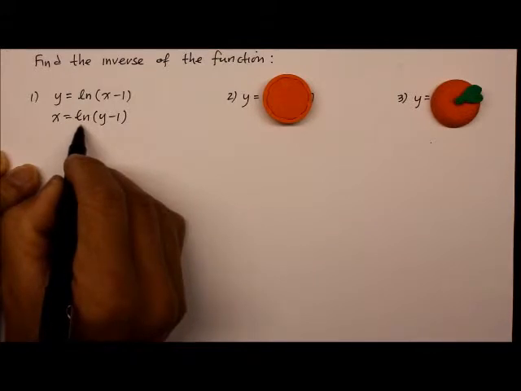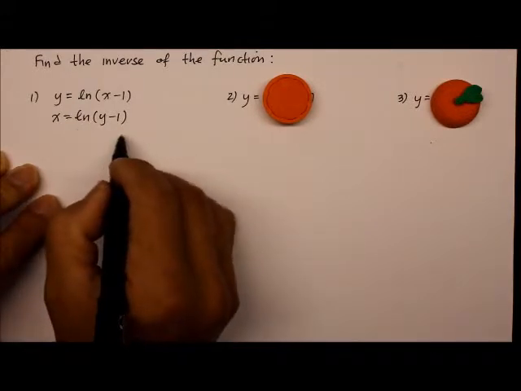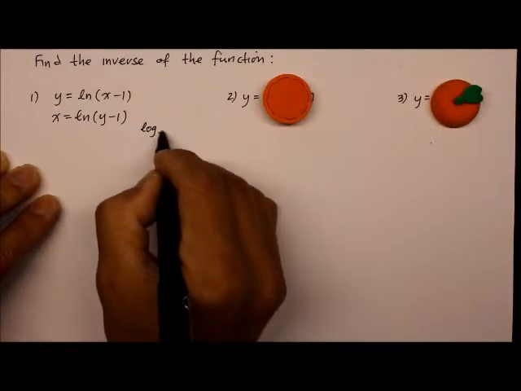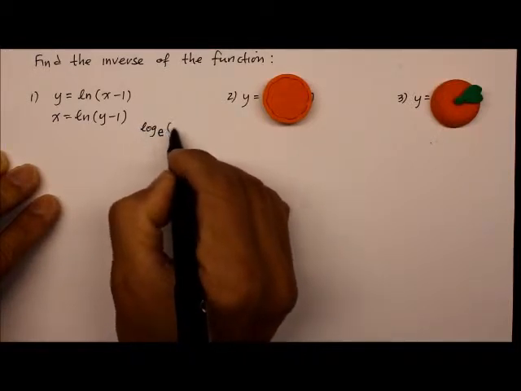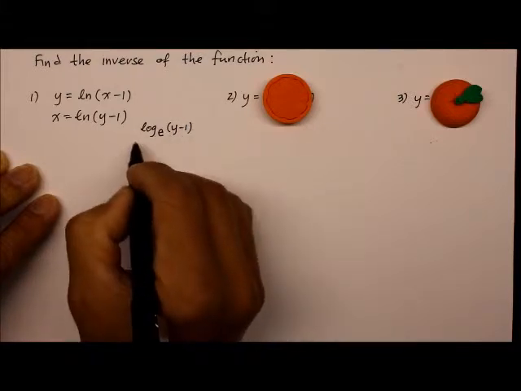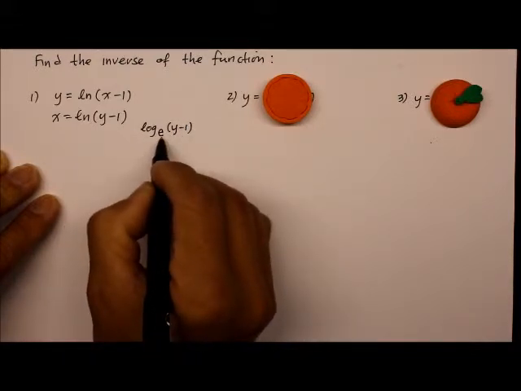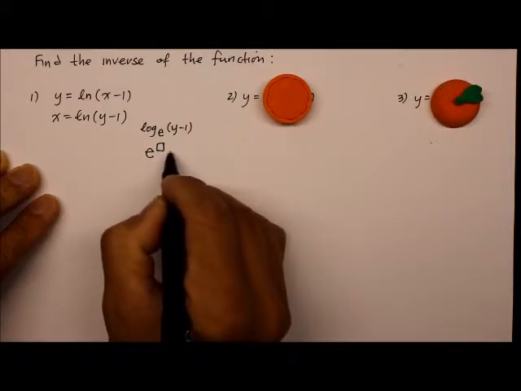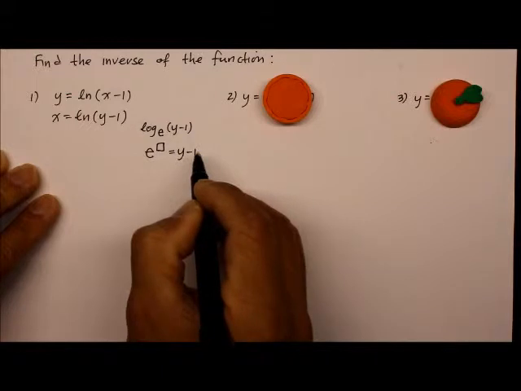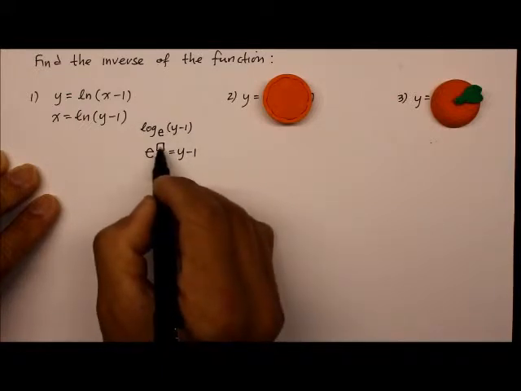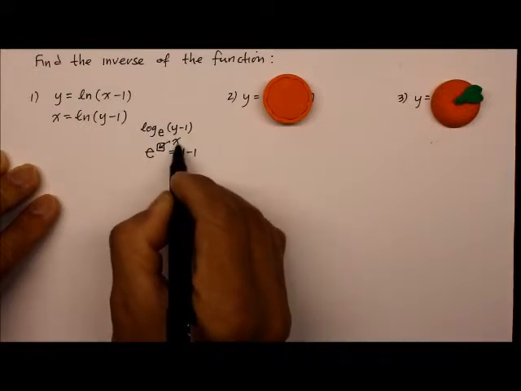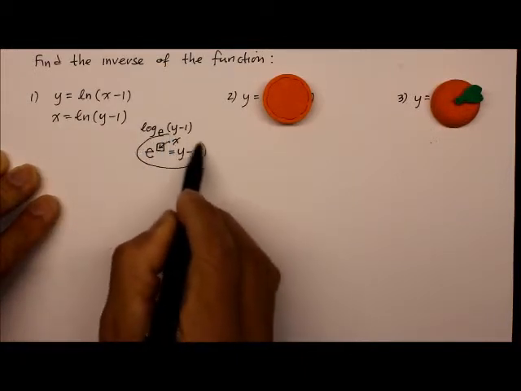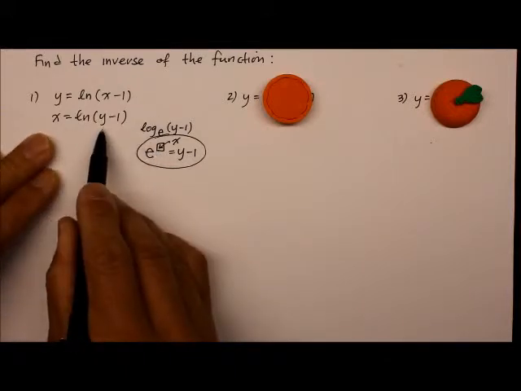Now, when we talk about natural logs, isn't that kind of like saying, what is the log base e of y minus 1? And if I write that in exponential form, isn't that like saying e to the what power gives you y minus 1? Well, that e to the what power has to be the unknown x. And since x is over here, we're going to use this equation to replace the entire thing.